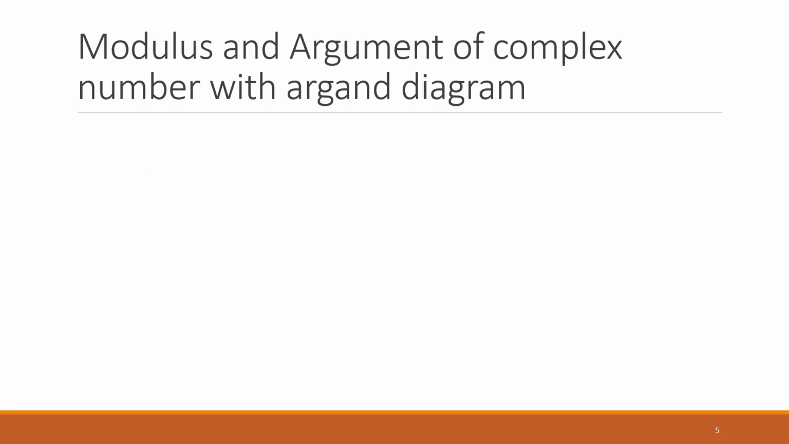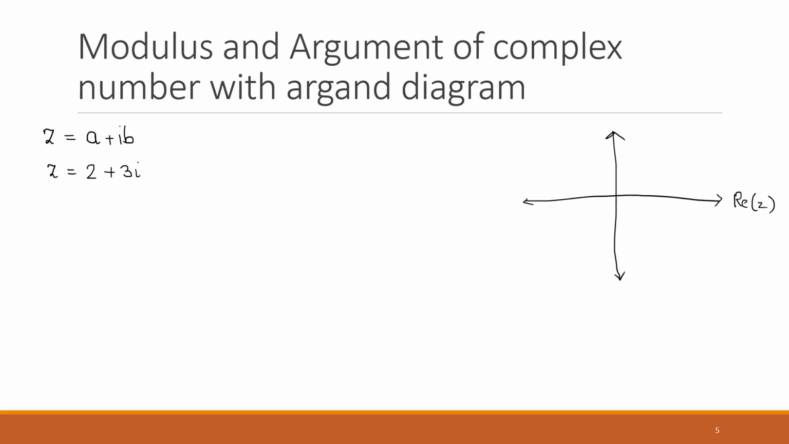Now let us understand how to represent a complex number on our Cartesian plane, that is, on our graph paper. So we know that a complex number z can be written as a plus ib. For example, let us say I take z as 2 plus 3i. So the mathematicians said that we can assume the x-axis as the real part of the complex number and the y-axis as the imaginary part of the complex number.